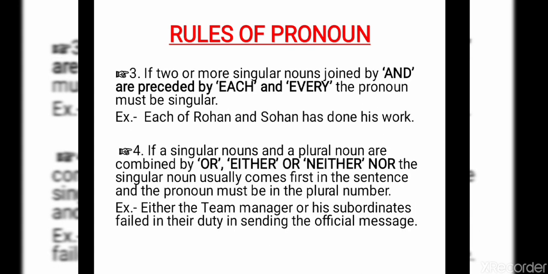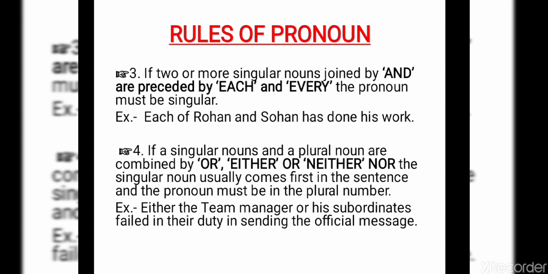The third rule of a pronoun is if two or more singular nouns joined by "and" are preceded by "each" or "every", the pronoun must be singular. For example, "Each of Rohan and Sohan has done his work." That is a correct usage. Here we used each. But if it is "Rohan and Sohan has done his work", then it is wrong. "Each of Rohan and Sohan has done his work" is correct.